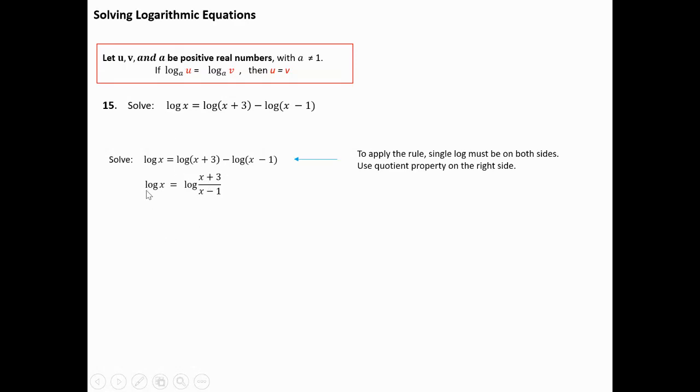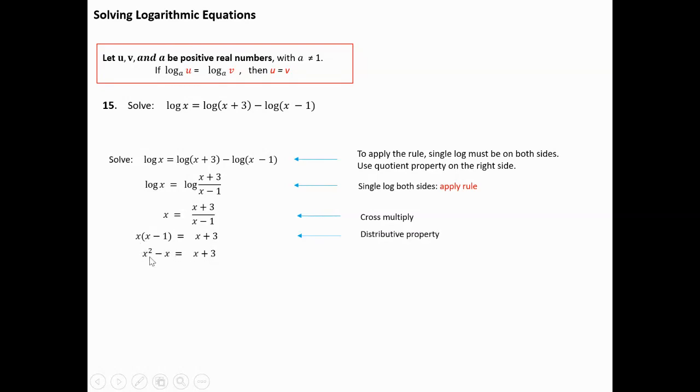Now, right now we have the same log on both sides, right? With the same base. If there's no base, the base is 10. So now we apply the rule, and we let the values of the log be equal to each other. So x equals (x plus 3) over (x minus 1). Now here we're going to cross multiply. So x times (x minus 1) equals x plus 3. Distribute the x. So it's going to give us x squared minus x equals x plus 3.